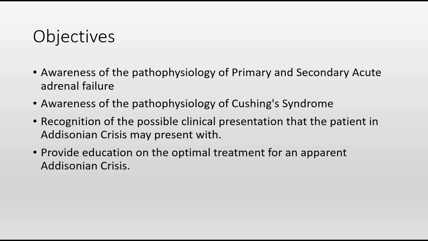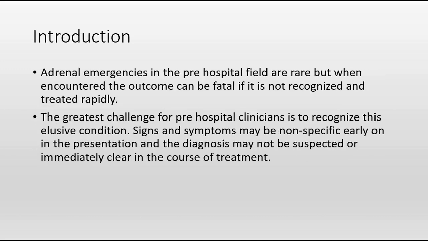We're going to talk about the pathophysiology of primary and secondary acute adrenal failure, not renal failure, but adrenal failure. We're going to talk about Cushing's syndrome a little bit. We're also going to talk about the clinical presentation of a patient with Addison crisis, or Addisonian crisis, and some of the optional treatment modalities, especially in the pre-hospital setting. So let's jump into it.